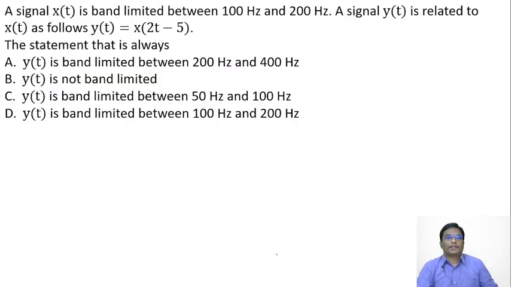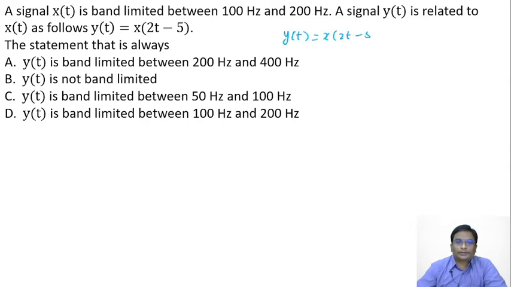Let's move on to the next question. A signal x of t is band limited between 100 Hz and 200 Hz. A signal y of t is related to x of t as follows: y of t is given as x of 2t minus 5. Yeah, this is a question based only on the simple concept of properties. Okay. So here they told x of t is band limited.